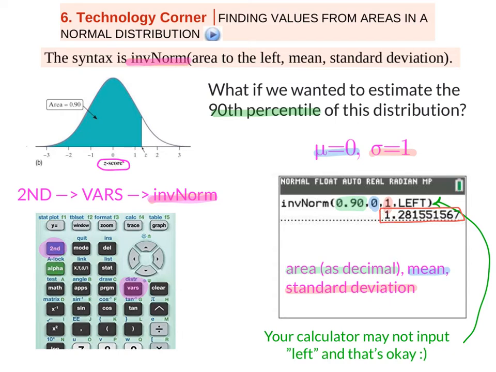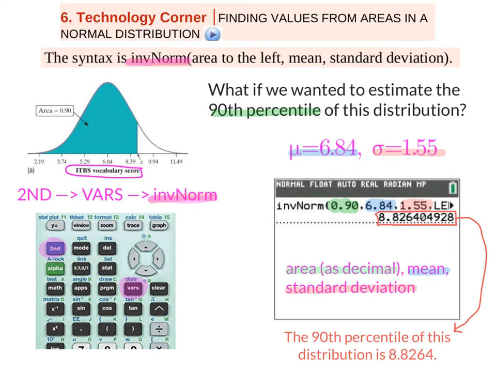Now, again, depending on your operating system, you may have to enter all these things in, and you would have to type in left there, but most of your calculators will not need that left bit there, so you don't necessarily have to enter it. You can just fill out your list, hit enter, and it'll give you our answer here. And so in z-score land, the score, in terms of a z-score, that's at 90th percentile is 1.28.